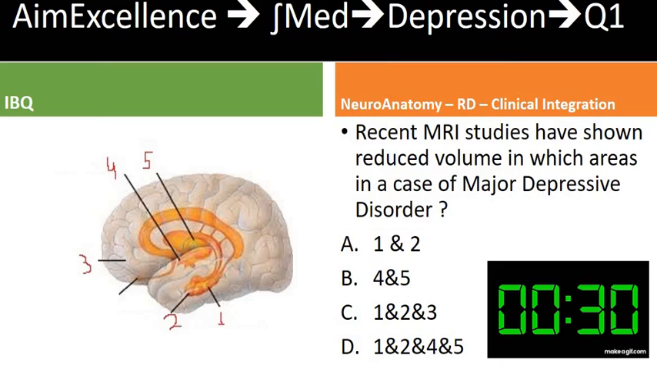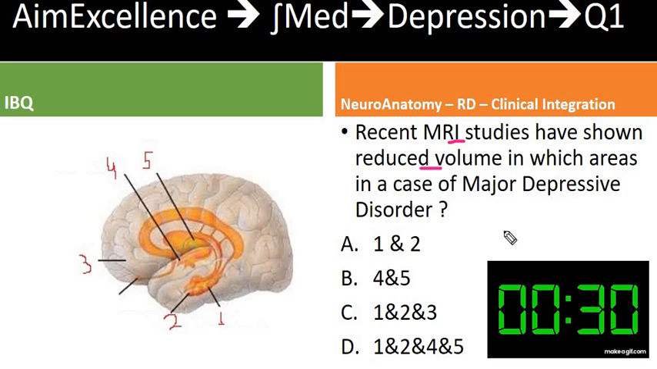The first question is a pictorial question, and this is a very interesting question because there are two parts of this particular question. It's an integrated question. And this sort of question is very commonly asked in AIIMS and also in the NEET examinations. So here the different parts of the brain are numbered, and on the right hand side it has been stated that MRI studies have shown the reduced volume of certain areas, the gray matter, in major depressive disorder. You have to understand the question is asking which areas of the brain have the reduced volume.